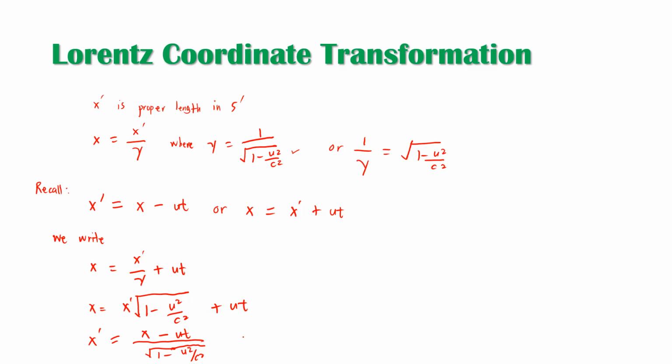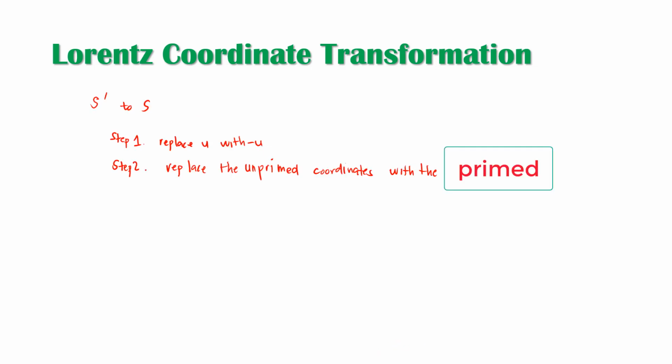Or we can write this as x prime is equal to gamma, the whole thing here, 1 over the square root of 1 minus u squared over c squared, is just equal to gamma, multiplied by the numerator, which is x minus ut. So this equation is now the Lorentz transformation for the coordinate x from S to S prime.